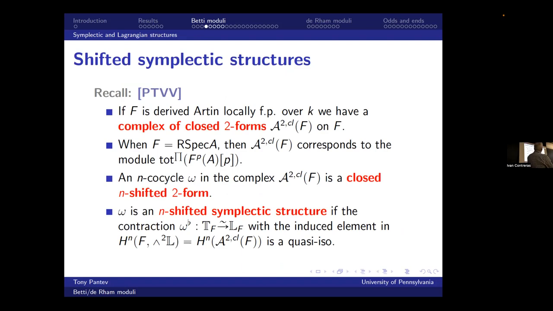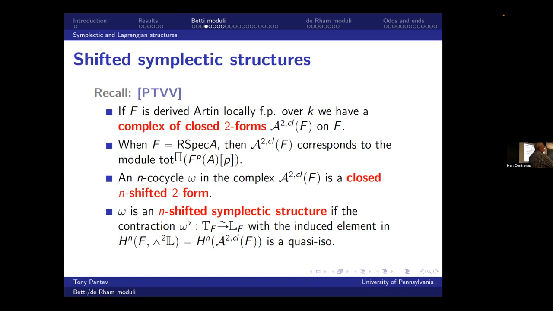And if you have one of these Artin stacks, which are locally of finite presentation, you can define a complex of closed two forms. So for instance, if you go to an atlas, which is given by a non-positively graded commutative differential graded algebra A, so something affine corresponds to a non-positively graded commutative differential graded algebra, then the complex of closed two forms is just the complex given by the p-th step of the Hodge filtration in the de Rham complex of A, shifted by p, and it needs to be totalized.